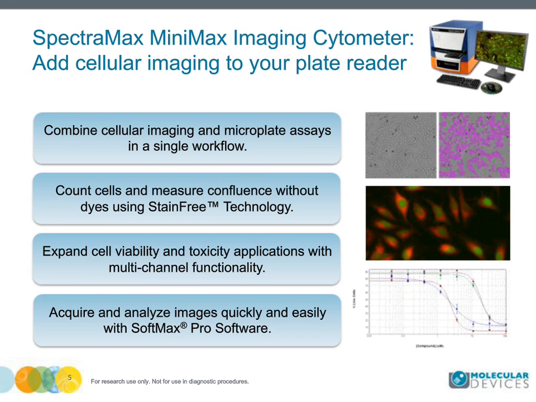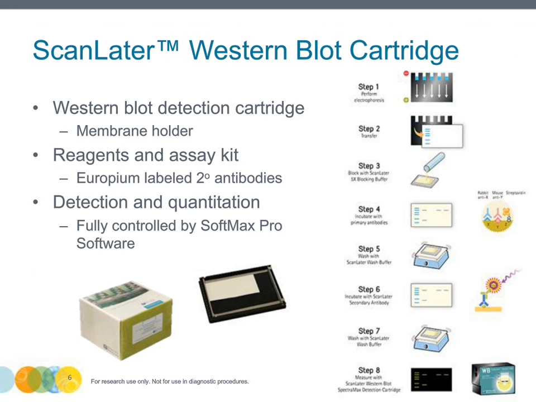A few more details on the ScanLater Western Blot cartridge. This is another detection cartridge that can be added by the user at any time to the base system. It's comprised of a number of different components. The first is the cartridge itself, and the other is a membrane holder, which is shown on the bottom middle of your slide. That's an SPS footprint tray that holds the Western Blot in place during reading of the membrane on our system.